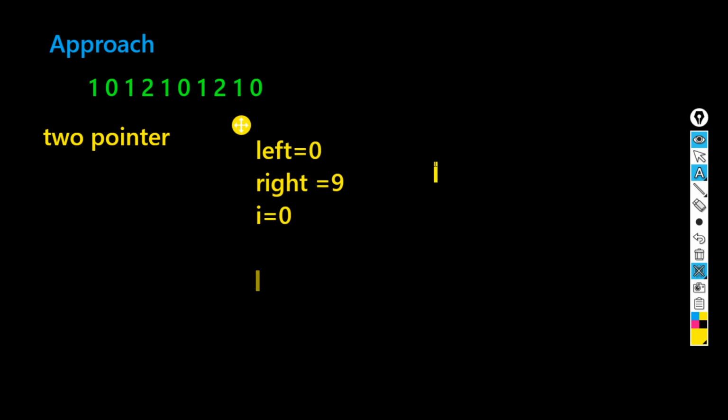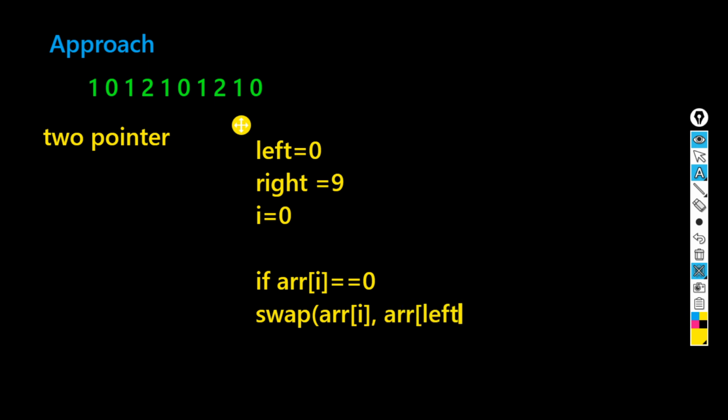Now after entering the loop, we will check the condition. If arrays I index equals 0, then what will we do? We will swap numbers arrays I index with arrays left. Now what is this doing? This is just swapping. If 0 is there, it is swapping it with the leftmost number.